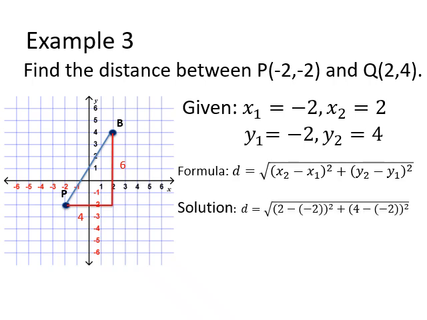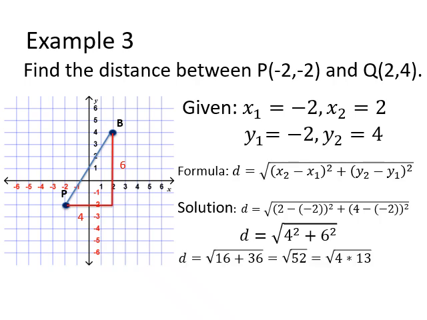So the solution is the square root of 2 minus negative 2 squared plus 4 minus negative 2 squared. So again, copy, change. So this would become the square root of 2 plus 2, so that is 4 squared, plus 4 plus 2, that is 6 squared. So that is the square root of 4 squared plus 6 squared. So notice that when you use the formula, you get the same horizontal and vertical distance. So that is 16 plus 36 is 52.